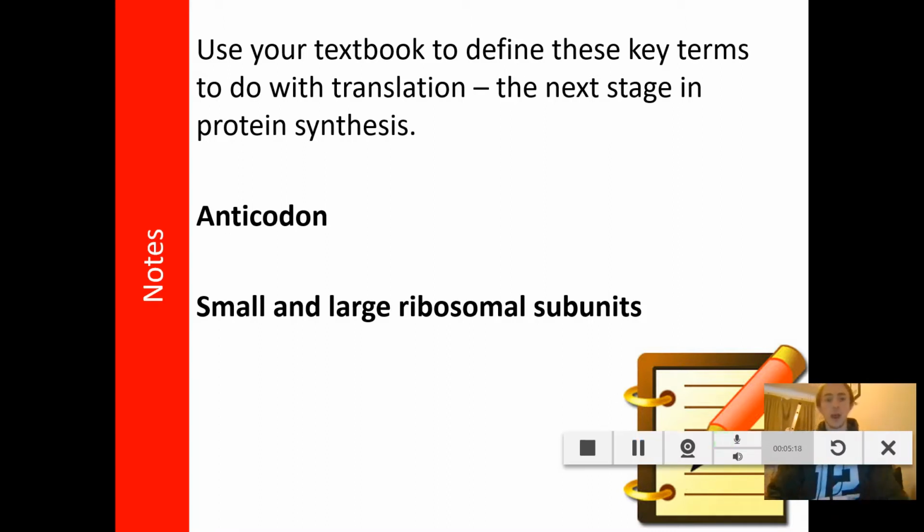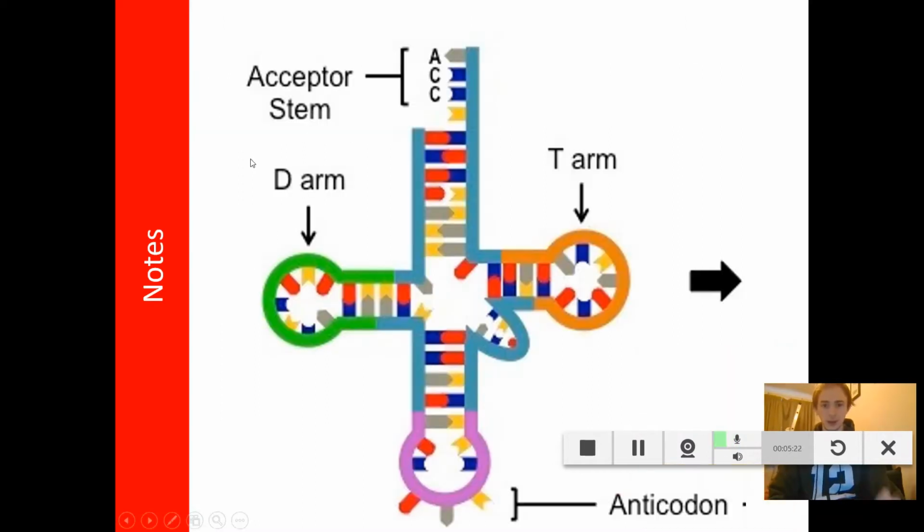So, anticodon, first of all, this is something we talked about in last lesson, and it's related to tRNA, which is what you're looking at on the board. I hope you recognise that. So you've got your classic cloverleaf structure, and at the top, we're going to talk about later on, is where an amino acid will attach. We'll talk about that in a lot of detail in a second.